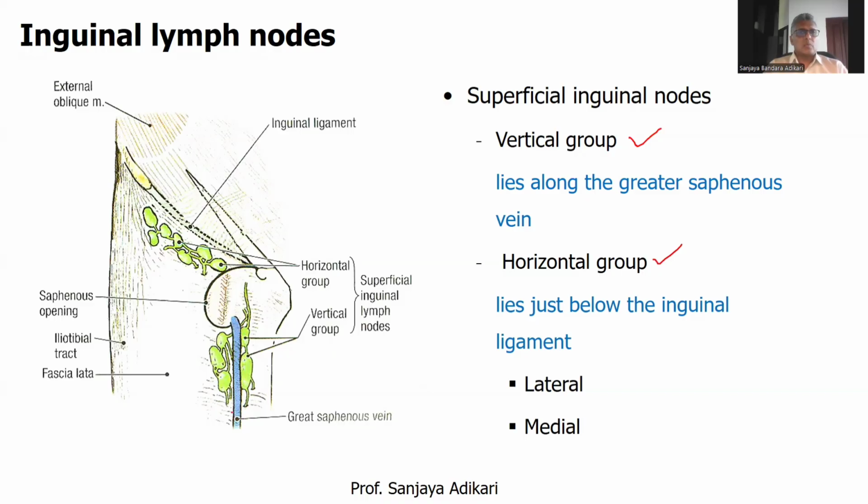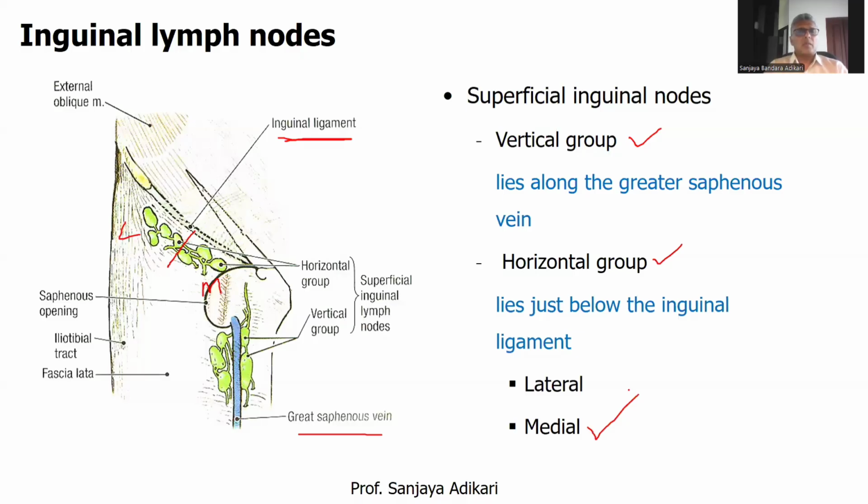Now, the vertical group lies along the great saphenous vein in the thigh, and the horizontal group lies below the inguinal ligament. The horizontal group can be further divided into a lateral group and a medial group. The medial group is more important than the lateral group.